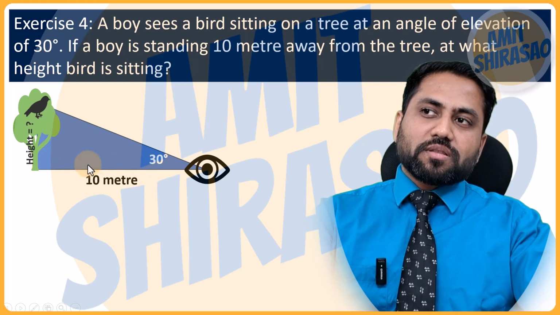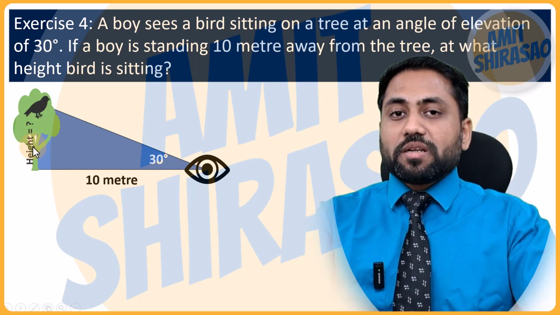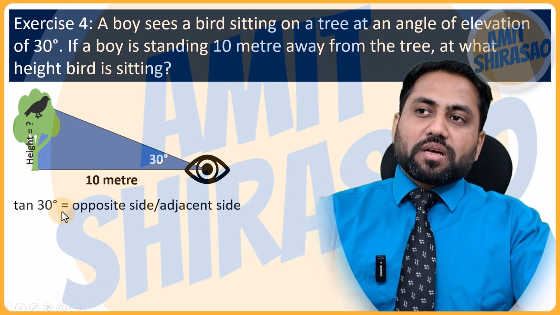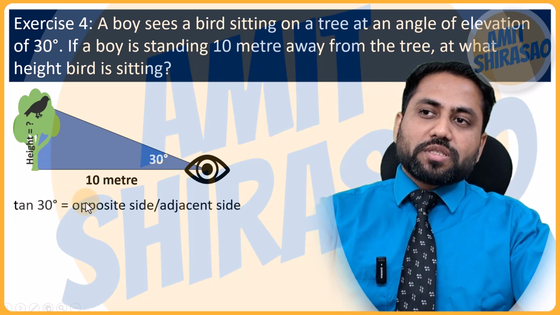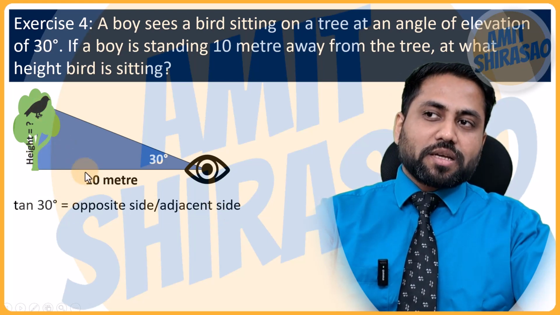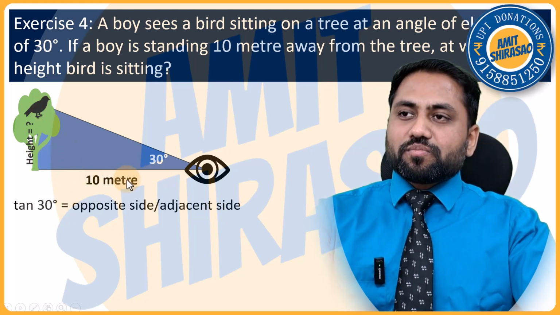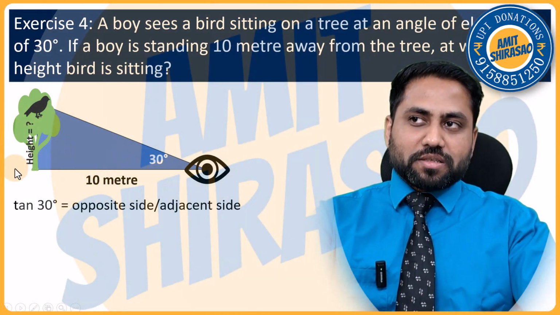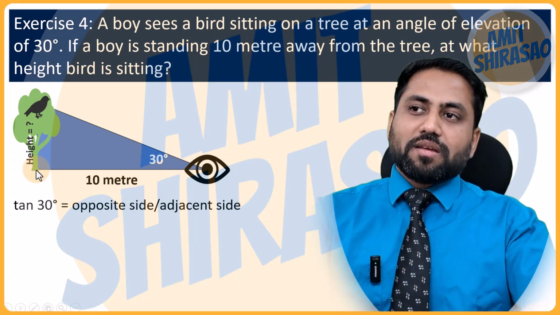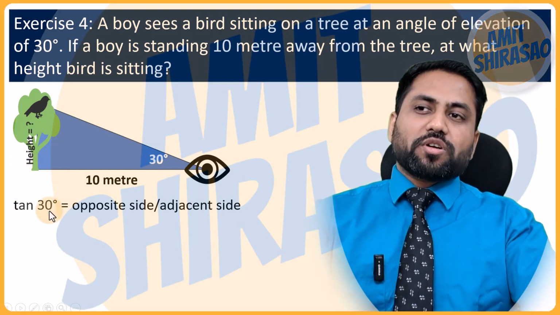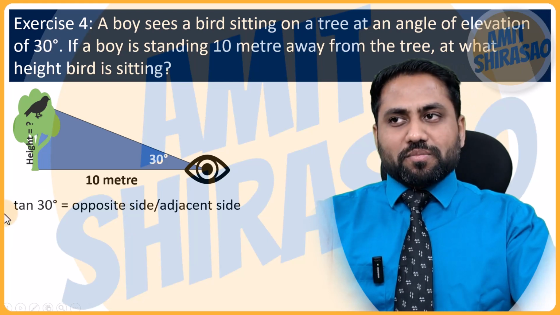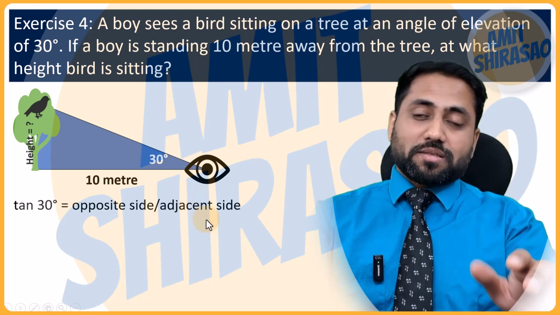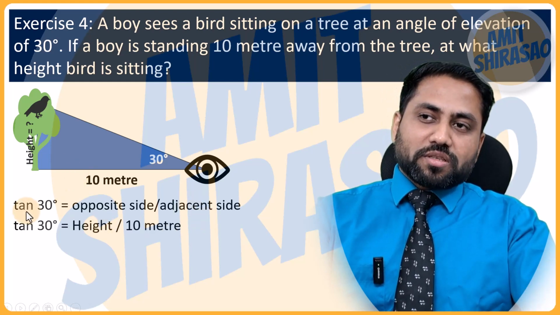Suppose that this boy now wants to know the height of this tree. I really want to calculate it. So how will he do that? First of all, tan of 30 degrees is what? Opposite side upon adjacent side. So the opposite side is the height and the adjacent side is 10 meters. Because I have this given and I want to find this. So which formula has this? Either it is tan or cot. Cot means adjacent upon opposite. Tan means opposite upon adjacent. So I'm using this formula.